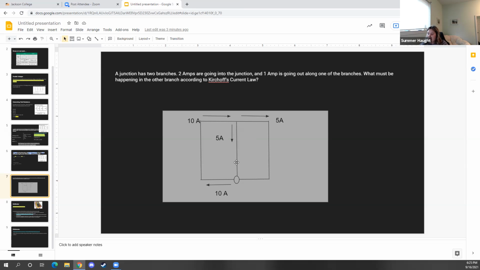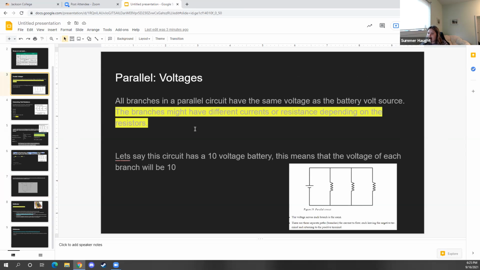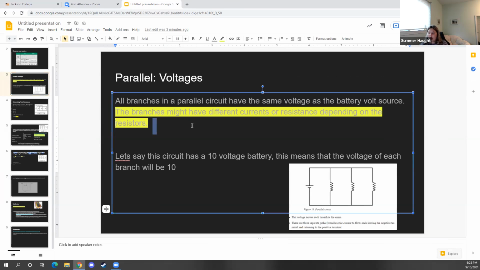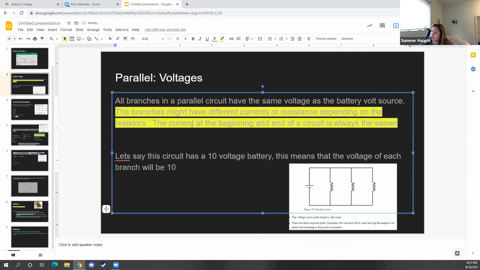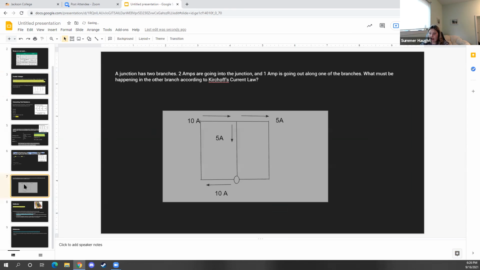And this is why, because of what I talked about right at the beginning: even though our branches might have different currents, which is what's happening here, at the end of the day, the current at the beginning and end of the circuit is always the same. I'm going to add this because it's important. And that's important for this last little bit here, because right here, the electrons that took this path and the electrons that took this path are meeting again at another junction.